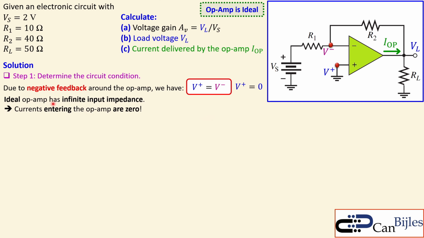Now, the ideal op-amp has an infinite input impedance or infinite input resistance. That means the current entering the op-amp, which is in this direction, I plus, and also this direction, I minus, must also be 0. That is all in the ideal situation. So we can just assume this.